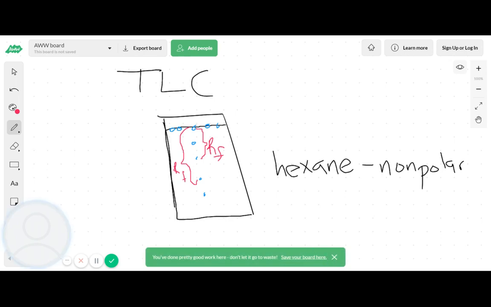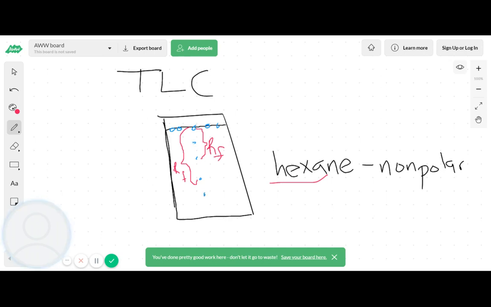So what are these different dots representing? Your original solution is made up of all these different compounds. Each of these dots represents a different compound or component within your solution. If one of your components made it all the way down here, that means it traveled along with the hexane. The hexane is nonpolar. Since like dissolves like, if your component went all the way down here with the hexane, that's telling us this component is very nonpolar.